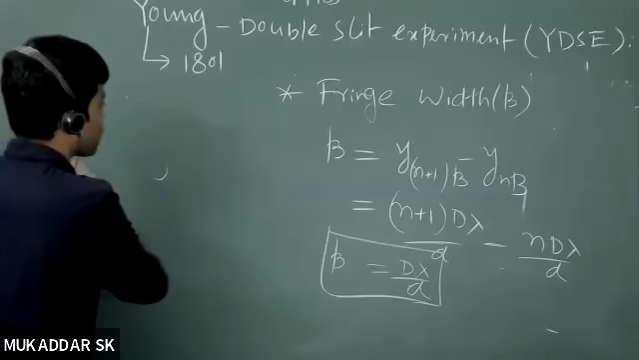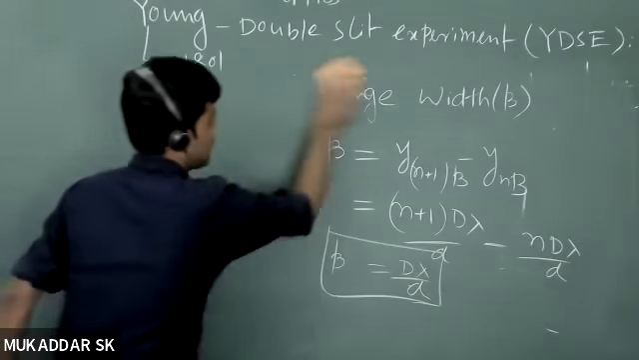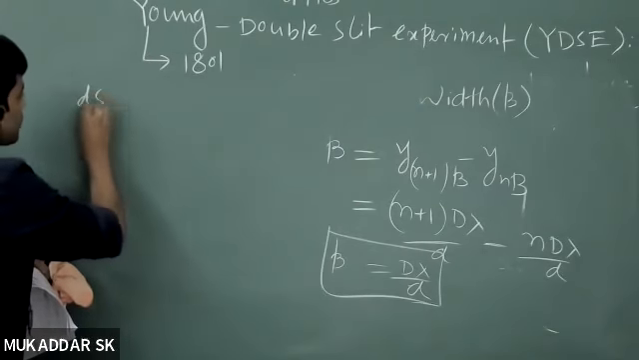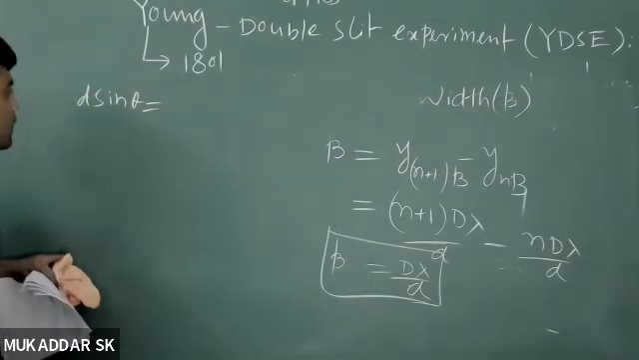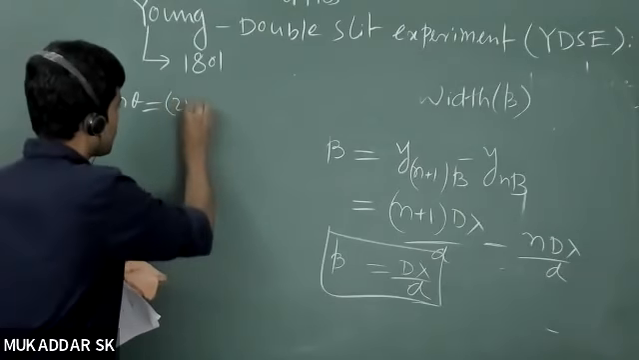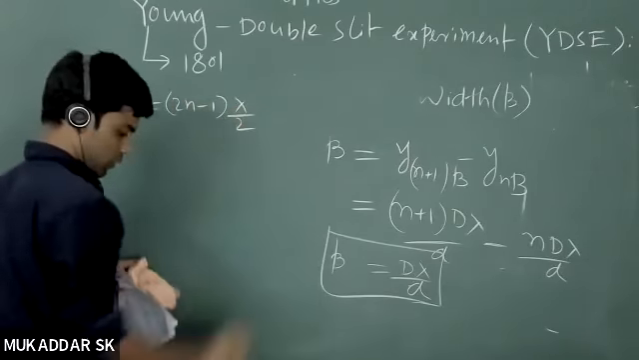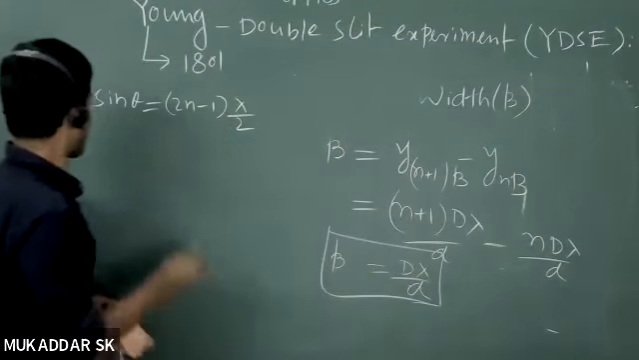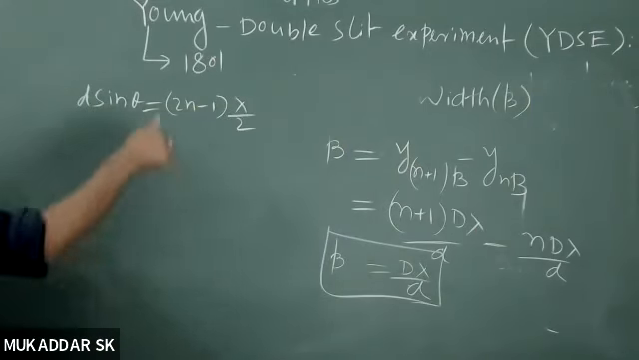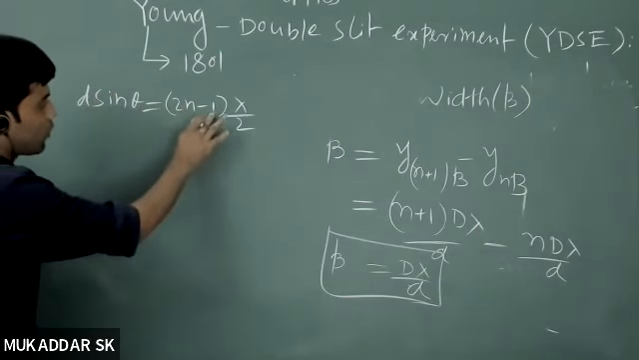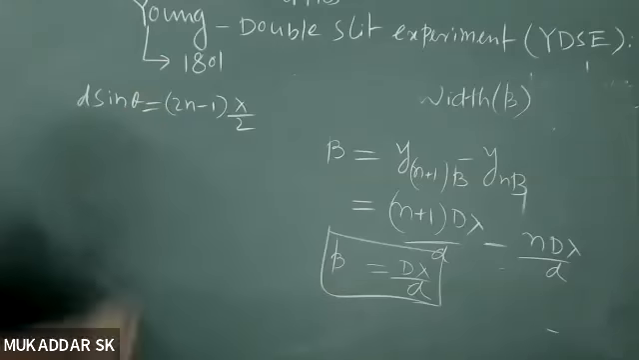Now I'll calculate the position of the nth dark fringe. So again, I'll use the path difference. The path difference was how much? That was d sine theta, right? And for a dark fringe, that condition was 2n minus 1 lambda by 2. So the point Q that we have denoted will be dark when the path difference between the two rays, S1Q and S2Q, that is d sine theta, equals 2n minus 1 lambda by 2. Then that point will be dark, or you can say minimum intensity.